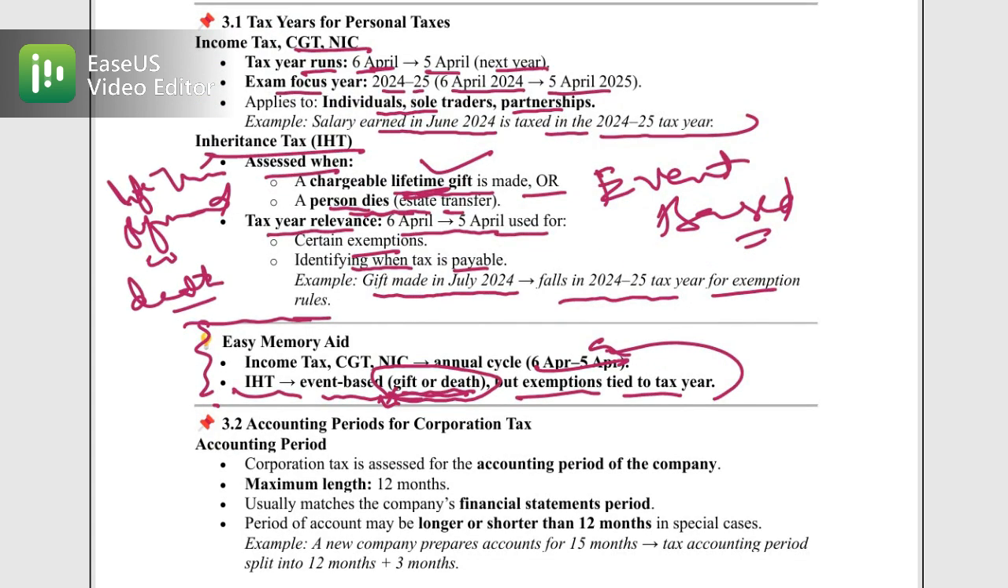So what we have understood here is that the rule is simple: UK source income and gain are always taxable. Foreign income and gain are taxable only if the person or the company is UK resident, or in the case of inheritance tax, if the transferor is UK domiciled. And don't forget the tax year cycle, 6 April to 5 April, for personal taxes.